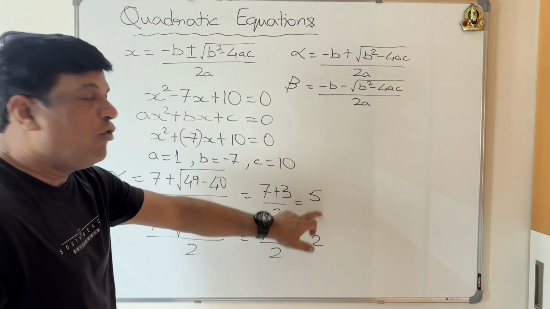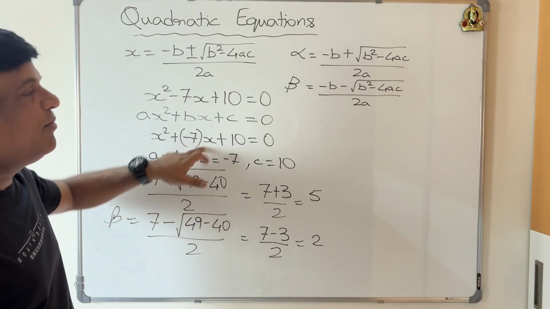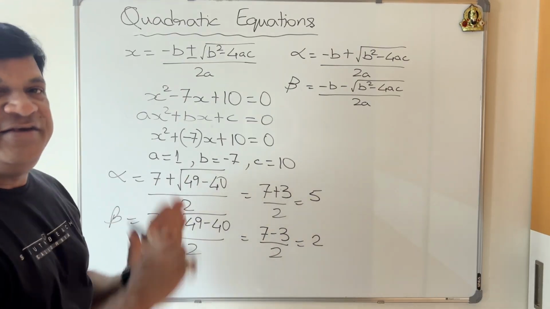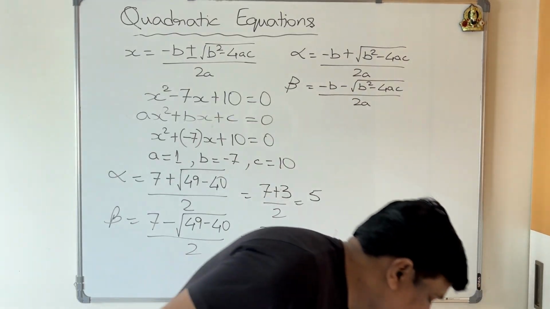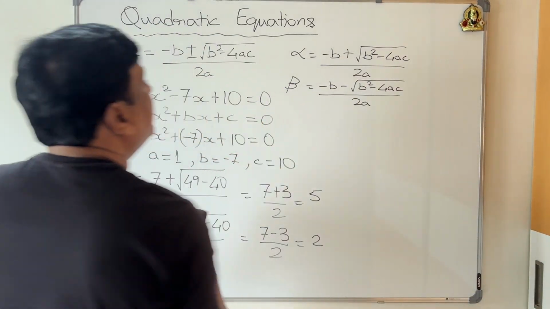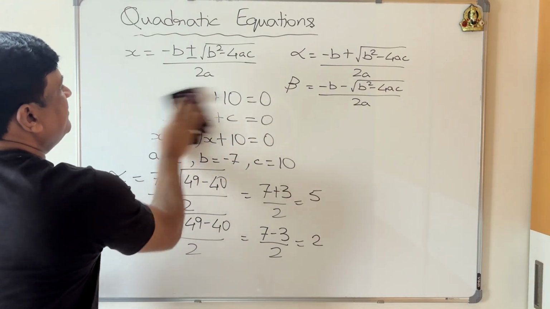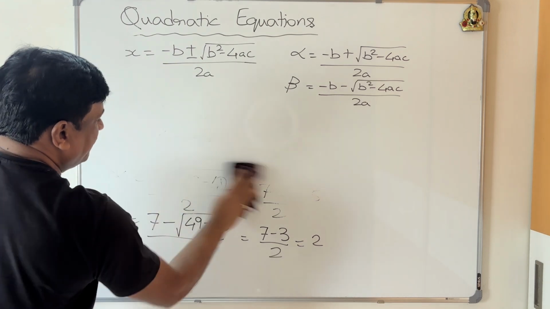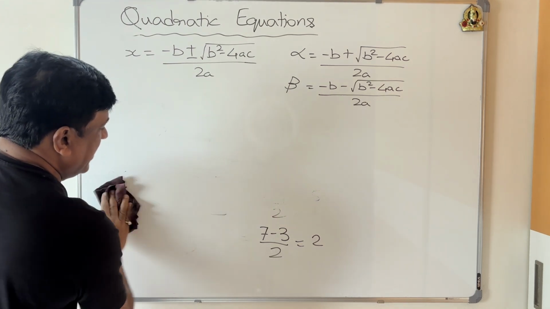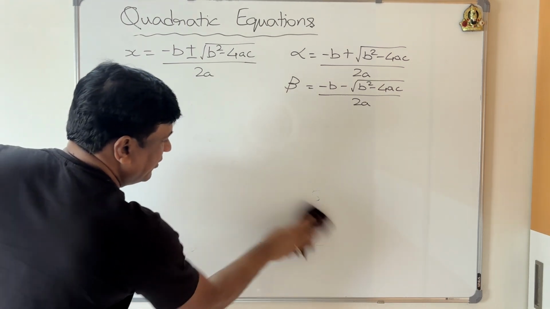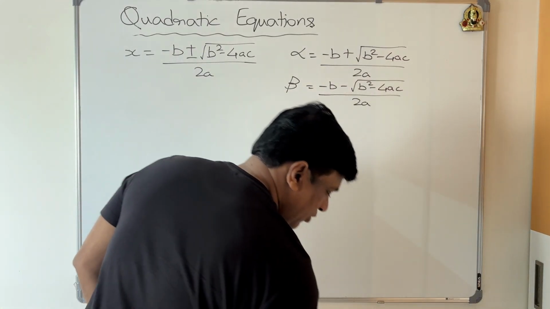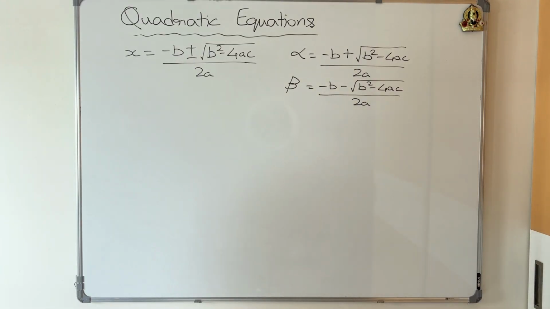These are the values which you got earlier when you factorize this particular problem. So this formula, if you remember, your life becomes very easy in quadratic equations. There is only one formula, and that's the formula. It is x equals minus b plus minus square root of b square minus 4ac, divided by 2a. That's the formula you have to remember for your life if you want to master this particular chapter. Okay, now let's move forward.